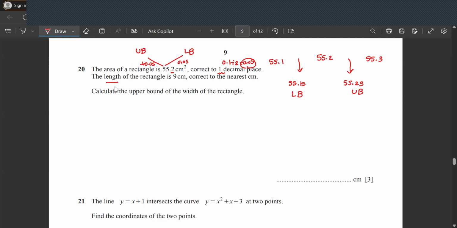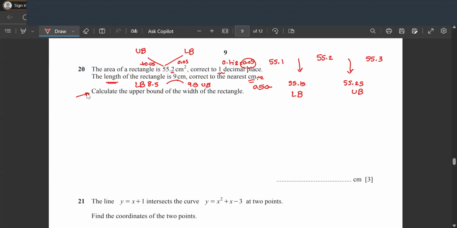I would do this method in the other one. For the length, I have it to the nearest centimeter. 1 centimeter divided by 2 will be 0.5 centimeter, right? Here, add 0.5, it will be 9.5 to get the upper bound. And subtract 0.5, it will be 8.5, the lower bound. Choose whatever you want. At the end, get the lower bound and the upper bound of all the givens. Then go to the question.